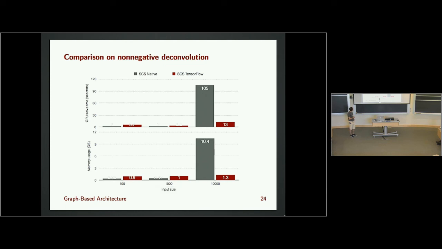Okay, this didn't come out very well. This is looking at the GPU solve time for standard SCS, the GPU implementation, and then the TensorFlow version of this. This is solve time and this is memory. Unfortunately, you can't really see these numbers, but for dimension 100, a very small problem, the TensorFlow version is actually slower, and that's due to that overhead issue that I mentioned.